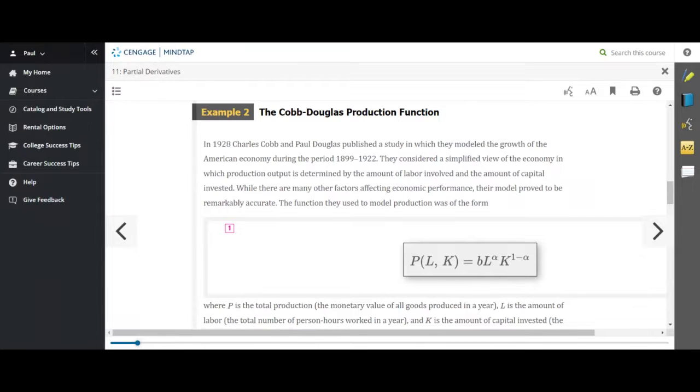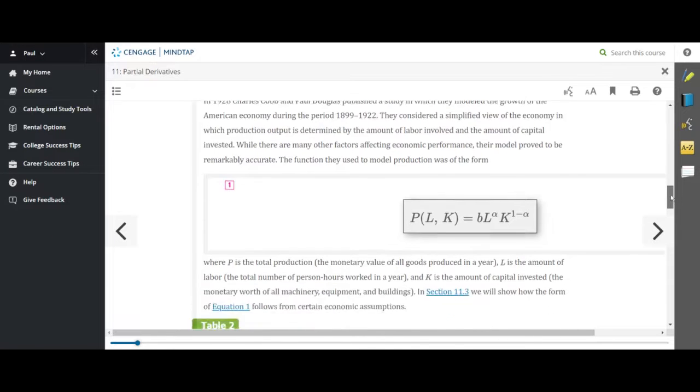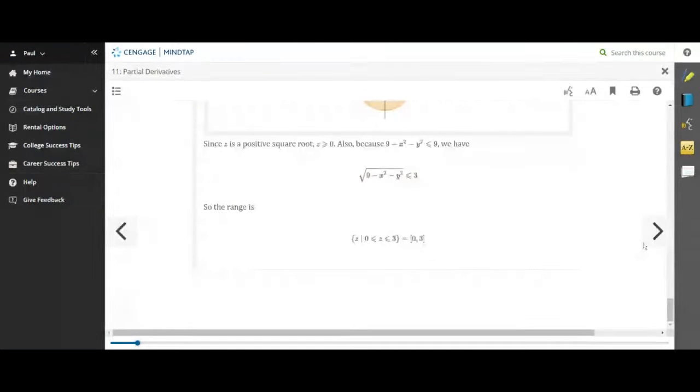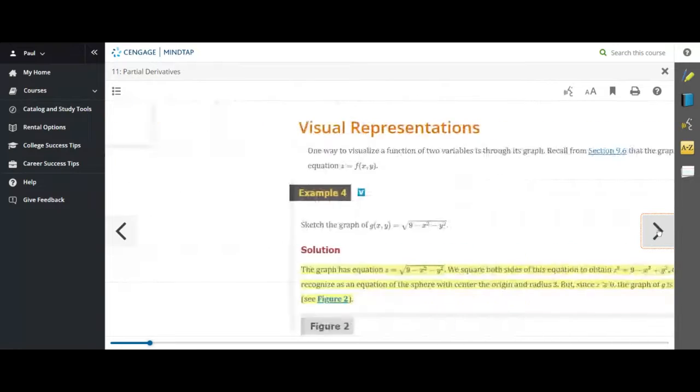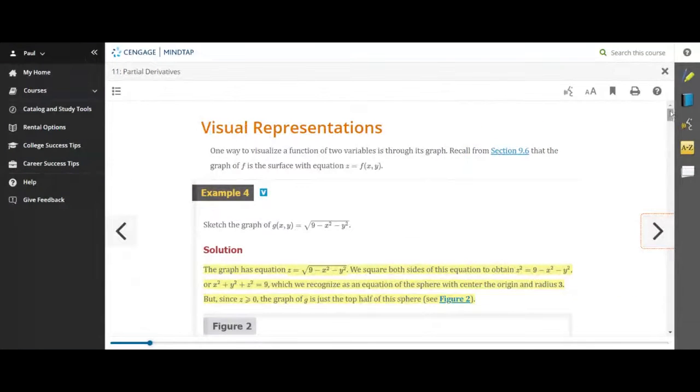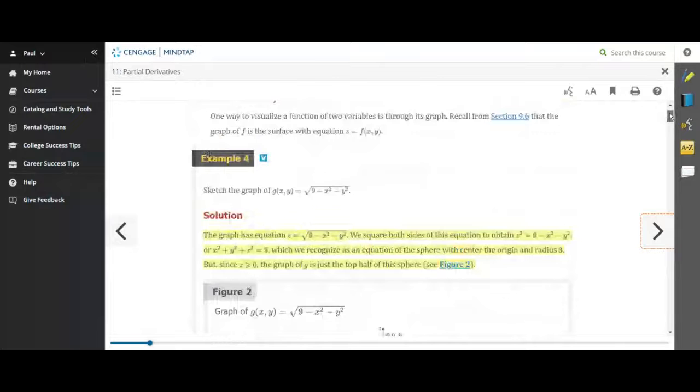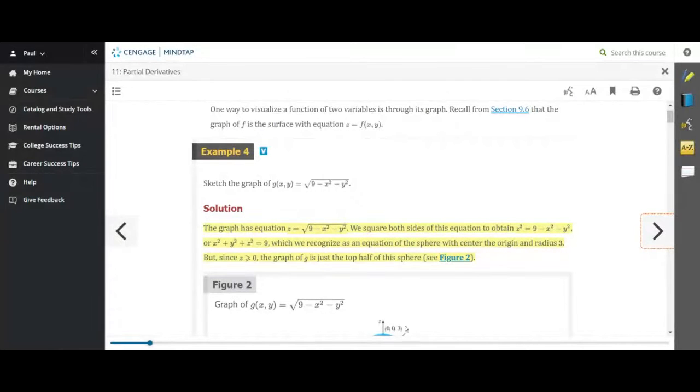So we go a little deeper into understanding functions of two variables. We already talked about domain and range for functions of two variables, but visual representations is where we go a little bit deeper. In example 4, they want you to sketch the graph of this function, this surface, the square root of 9 minus x squared minus y squared. Well, how would you do that?